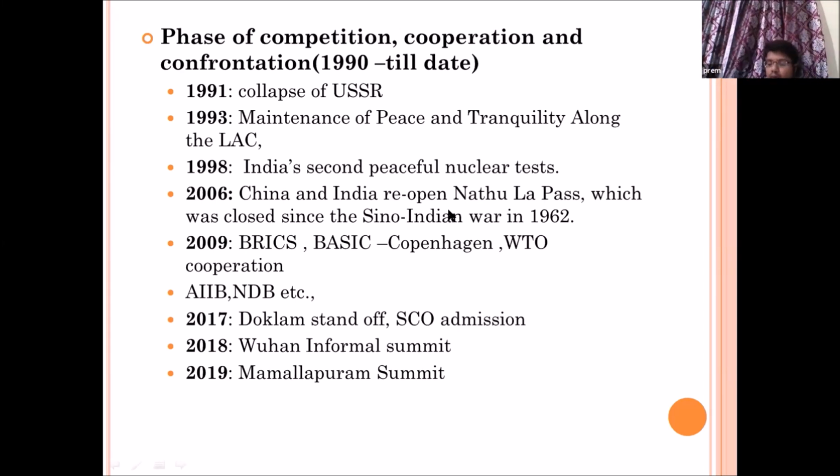And slowly from boundary conflict and war, we went to identifying passes to trade the commodities between India and China.